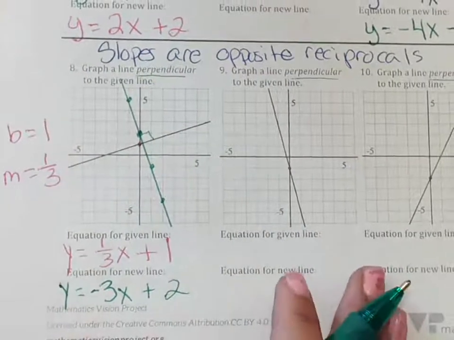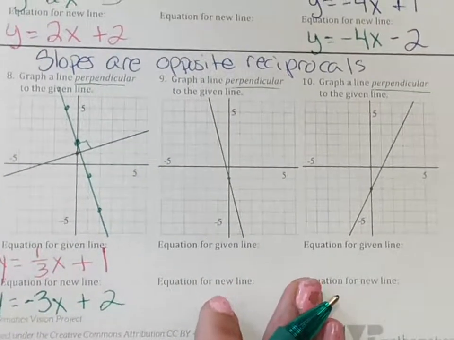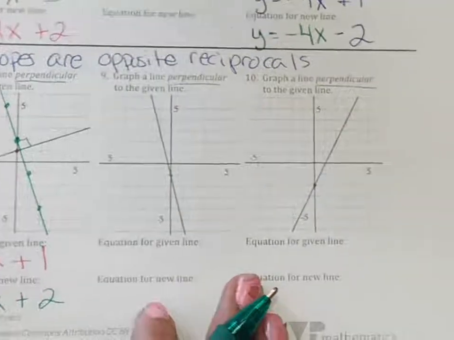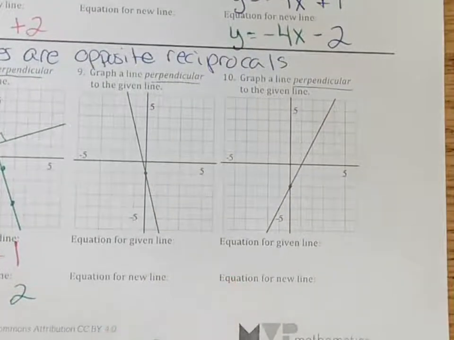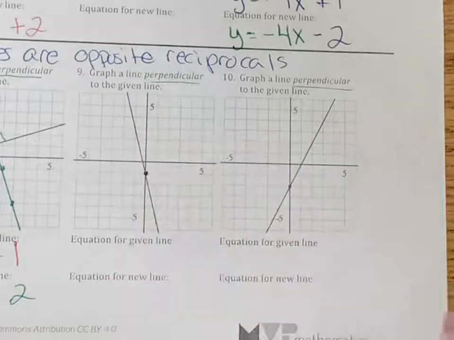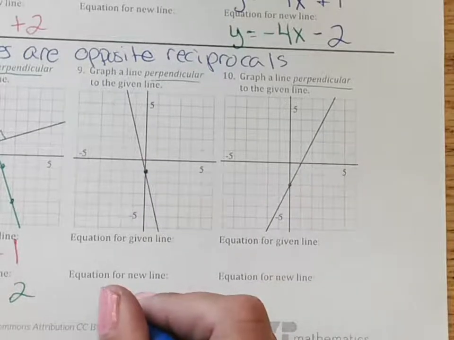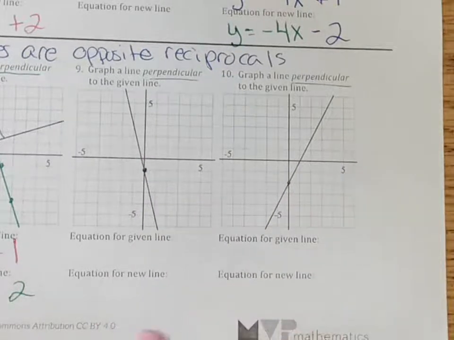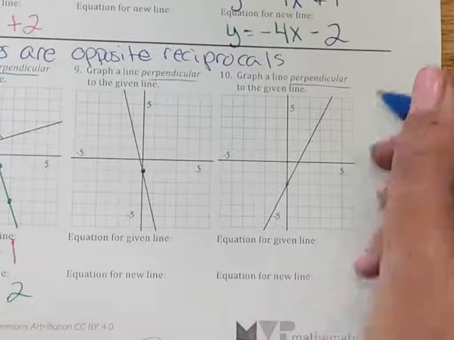Okay, I'll do another one of these. I don't know that it really matters. I'll just do number 9. Moving on to number 9. If you got it, then skip ahead. So once again, we're going to find our equation for this given line. So our y-intercept is -1. Where can I write this? Over here.